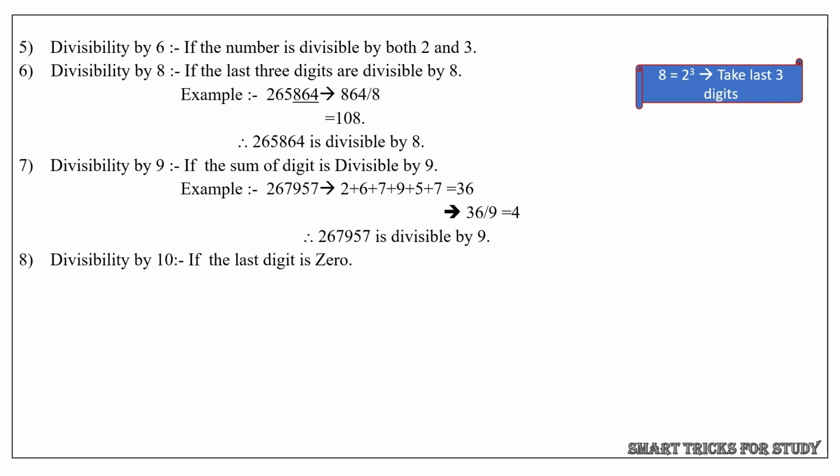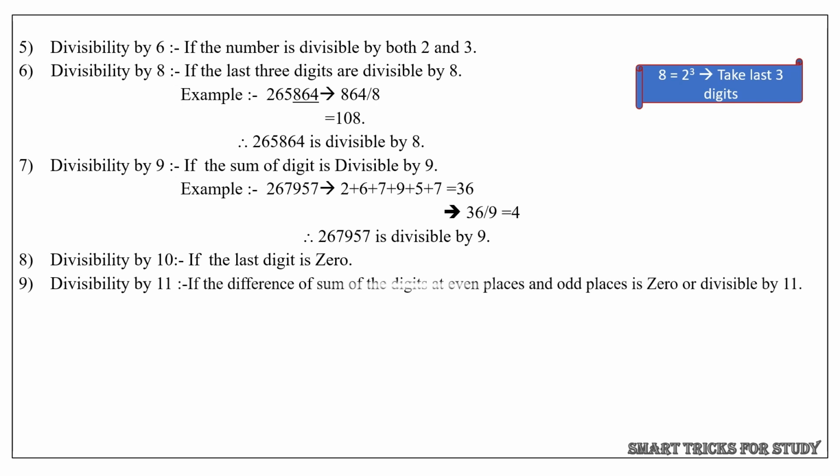Divisibility by 10. If the last digit is 0, then the number is divisible by 10. Divisibility by 11. If the difference of the sum of the digits at even places and odd places is 0 or divisible by 11. Example, 161051. Here take the odd place digits, that is 1 plus 1 plus 5 is equal to 7, and add the even place digits, that is 6 plus 0 plus 1 is equal to 7. Now take the difference of these, we get 7 minus 7 is equal to 0.